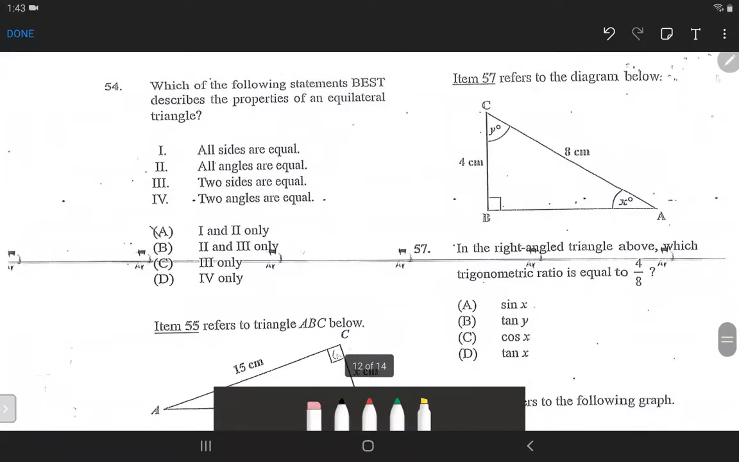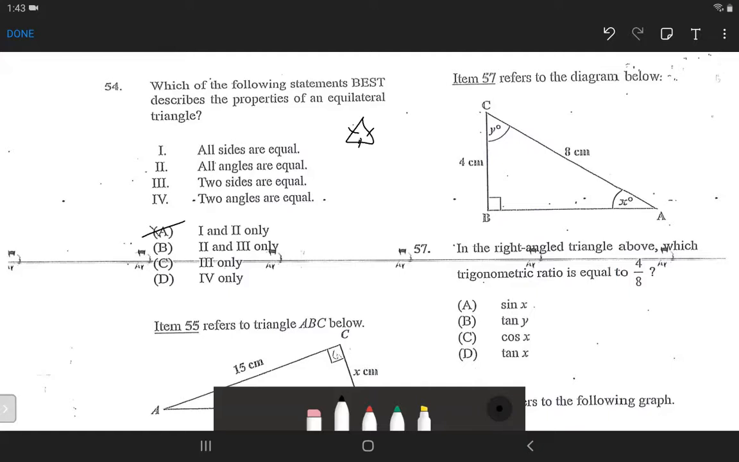Item 54, which of the following statements best describes the properties of an equilateral triangle? Well, for an equilateral triangle, you need all sides to be equal, all the angles have to be equal. So that's just 1 and 2. That's A.